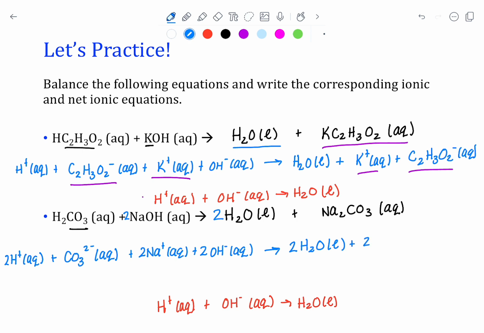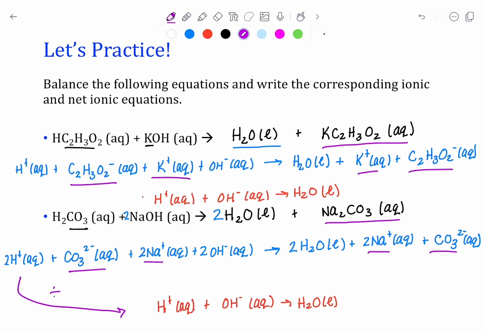And then we have 2 sodiums again and a carbonate. And we see our spectator ions are sodium and carbonate because they are the same on both sides of the equation and they are our aqueous product. And when we move from our ionic to our net ionic equation, we want to make sure we divide by 2 so that we have the simplest whole number ratio between all of our reactants and products in our balanced chemical equation.